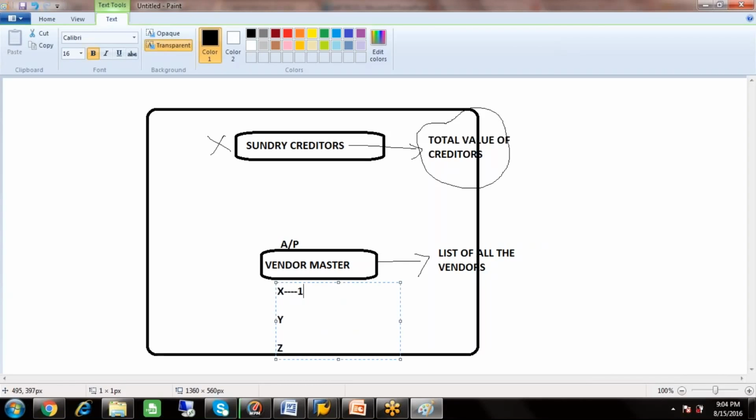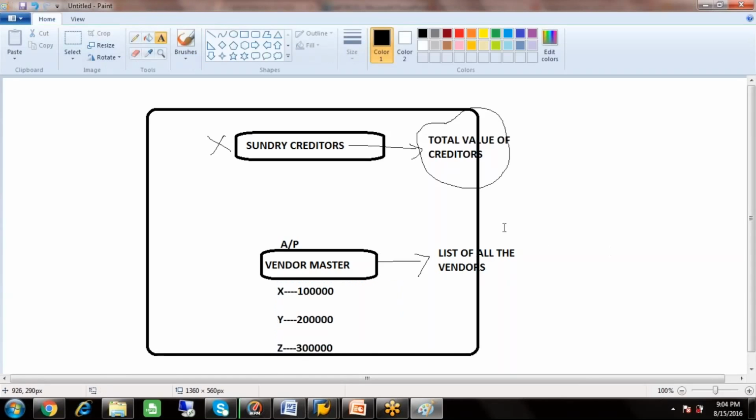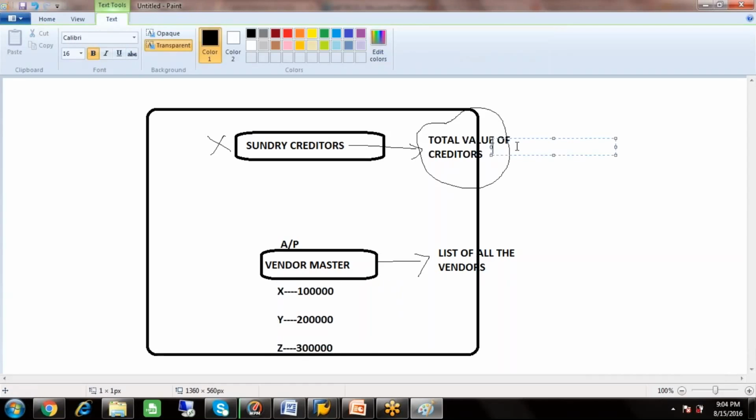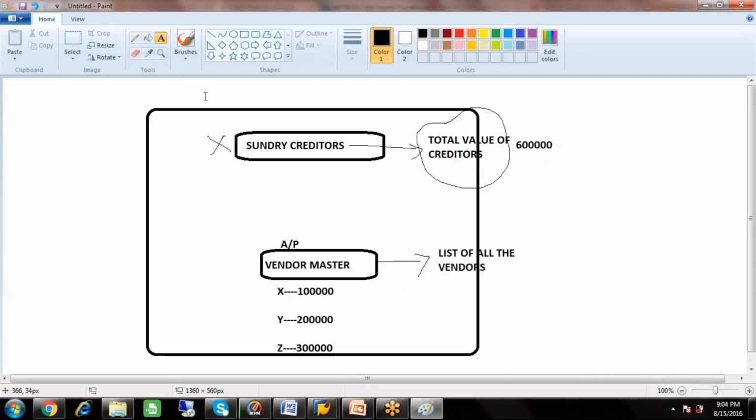Let us suppose my company is buying some 1 lakh worth of material from X, some 2 lakhs worth of material from Y, and 3 lakhs worth of material from Z. Now my sundry creditors will give me the consolidated figure. That means it will give me a figure of 6 lakhs here. What is the total value? And all my individual figures, what is the amount which is due to vendor X or vendor Y or vendor Z? I'll be getting it from my accounts payable.